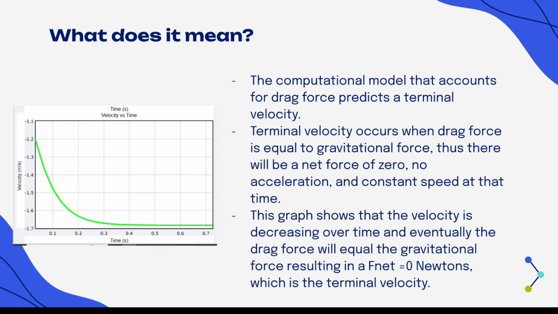predicts a terminal velocity, and a terminal velocity occurs when the drag force is equal to the gravitational force. Thus, there will be a net force of 0, so no acceleration and a constant speed at that time. And this graph shows that the velocity is decreasing over time, and eventually the drag force will equal the gravitational force, resulting in an F net of 0 newtons, which is the terminal velocity.